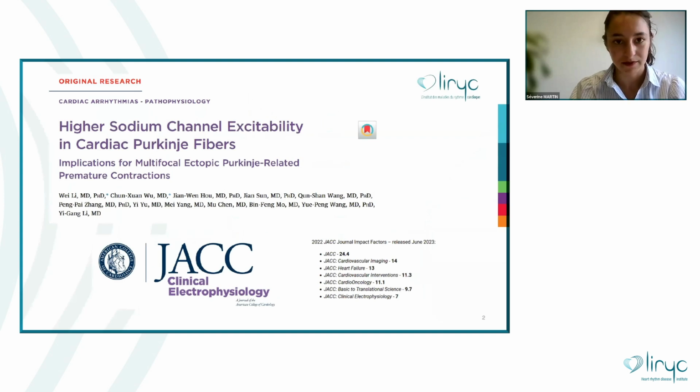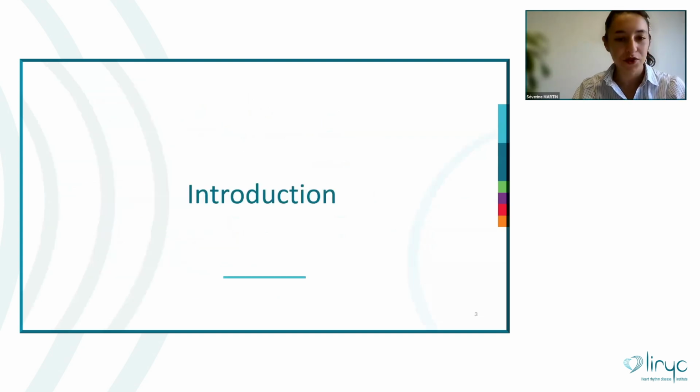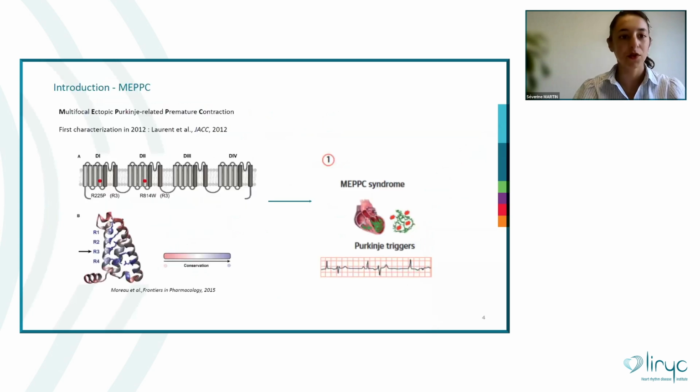So briefly, I will introduce the topic. MEPPC stands for multiple ectopic Purkinje-related premature contraction. It's a disease caused by a mutation inside the voltage-sensitive domain of the NaV1.5 channel. It's a very conserved domain where a mutation changes an arginine residue to a tryptophan residue and induces ectopies inside Purkinje fibers that can lead to premature ventricular contraction.